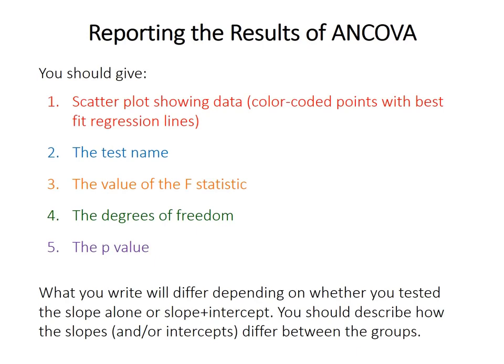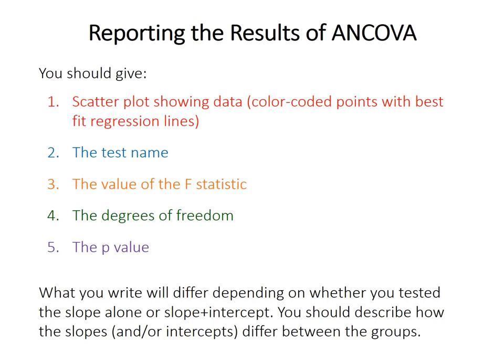So ANCOVA is sort of like an extended version of ANOVA. They're all types of general linear models. So you'll end up with an F statistic. And to report your results, you would often want to give a scatter plot with the data, and it helps to have color-coded points or different symbols for points, and then you can have different regression lines with different colors or symbols for the groups to indicate how their slopes and intercepts may differ.